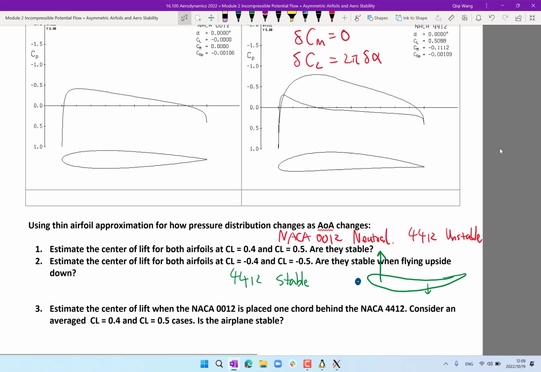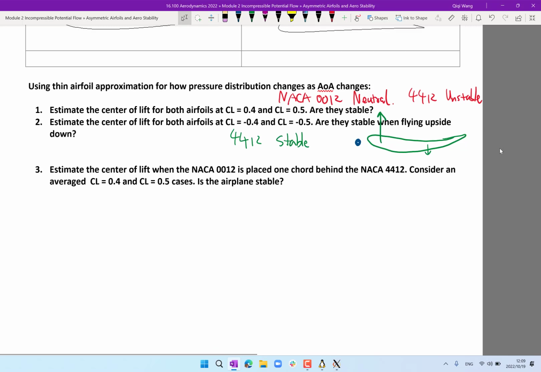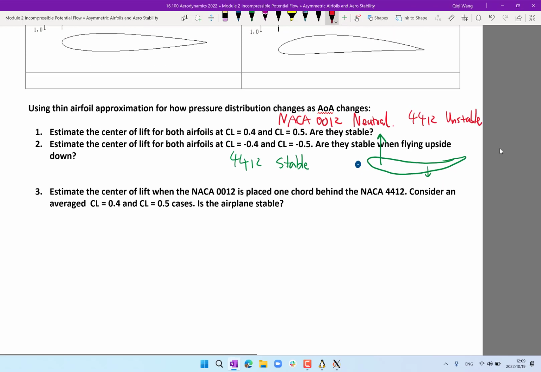Good question. Now, a lot of difficulty lies in the third question. And to answer this question, we really need to go first principle, right? We still have to figure out, okay, where is the center of lift at CL 0.4? And where is the center of lift for CL 0.5? So the first thing to figure out is, what is the definition of the center of lift? It's still where the location has to be for the total moment to be 0, right?